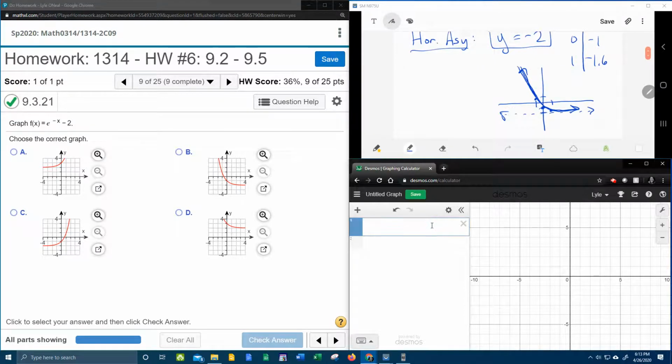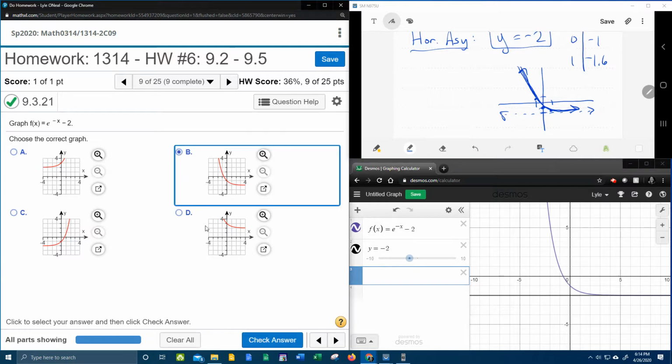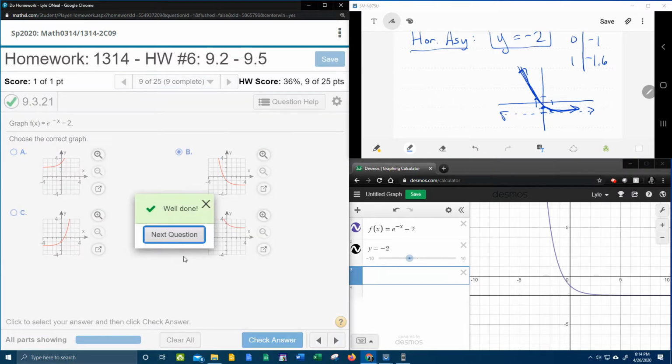Let's check with Desmos. We have f of x equals e to the negative x minus 2. And again, if I put in my asymptote, which is y equals negative 2, we can see that this picture looks, well, it looks a whole lot like what I drew, which over here on MyLab Math looks a whole lot like answer B. Bam! So I hope that was helpful.